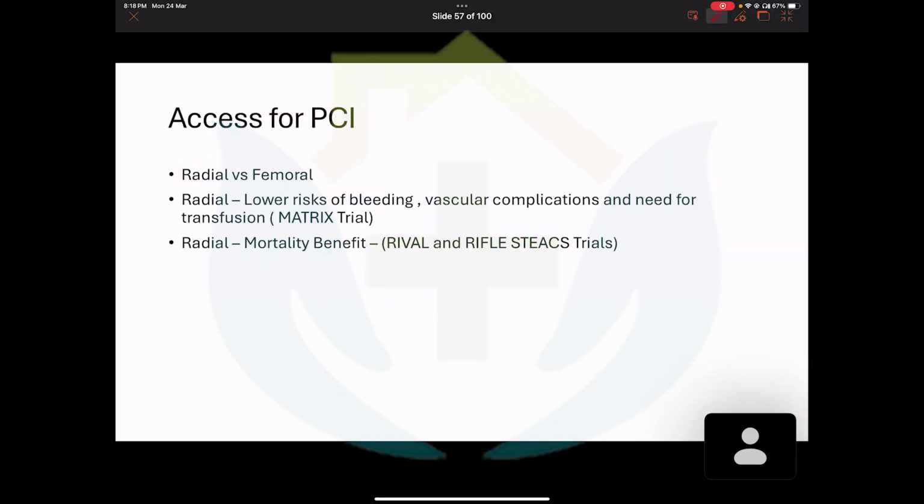Access of PCI I have already told. In the radial, there is a lower risk of bleeding, vascular complications are less, and some mortality benefit in some trials, but in an exam it will not be asked because these are not that good trials. But yes, radial is definitely the preferred line. It is the first choice.